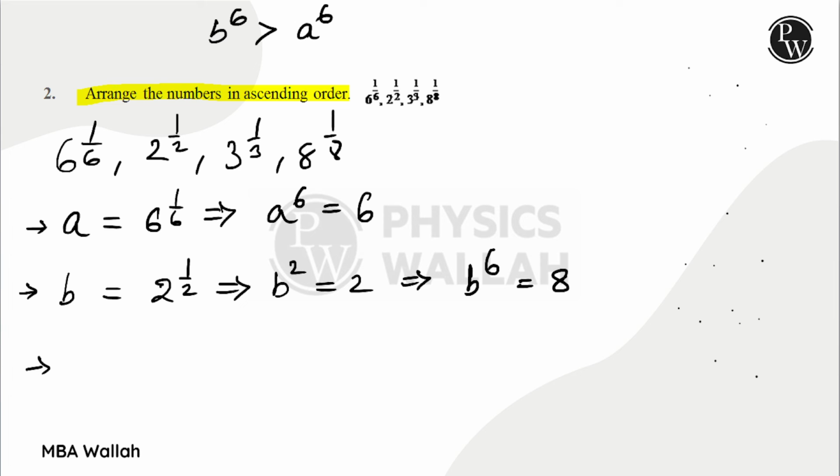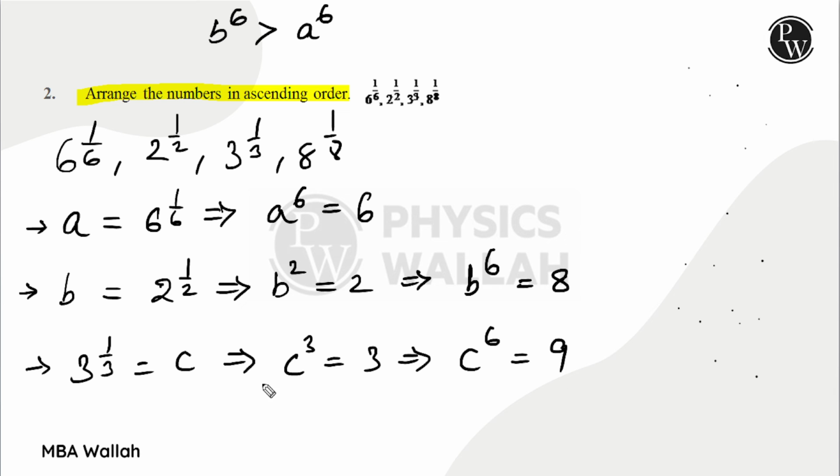ठीक है, let's do this for the third variable, 3 raised to the power 1/3. Let's say this is c. This implies that c cube will be equal to 3. This implies that c raised to the power 6 will be, हमने स्क्वायर किया है, so this will be 9. This means that c raised to the power 6 is greater than b raised to the 6, and this is also as good as saying c is greater than b is greater than a.